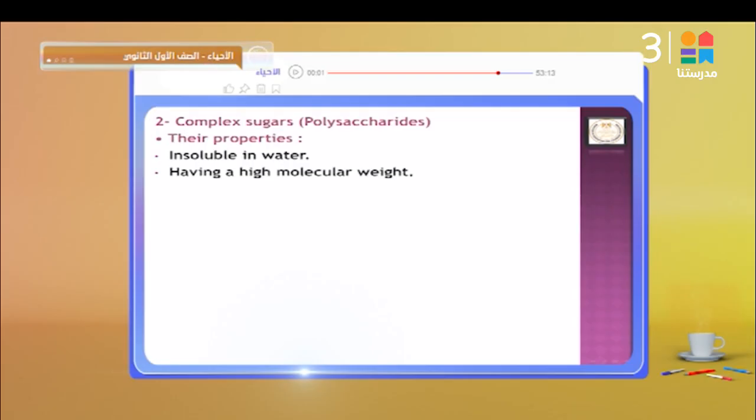Number 1, insoluble in water. For example, starch: if we take starch and put it in a glass of water, is it soluble? No, it is insoluble in water. Number 2, they have high molecular weight in comparison with the low molecular weight of monosaccharides.